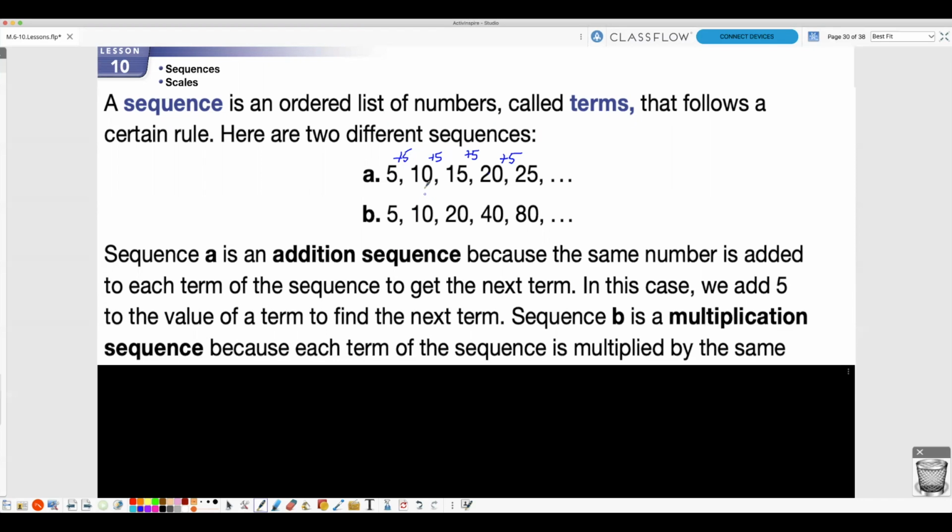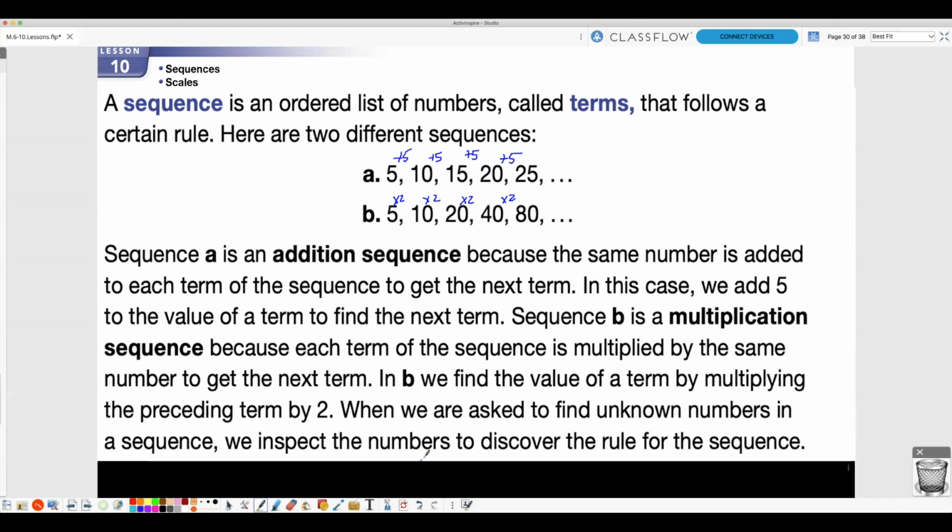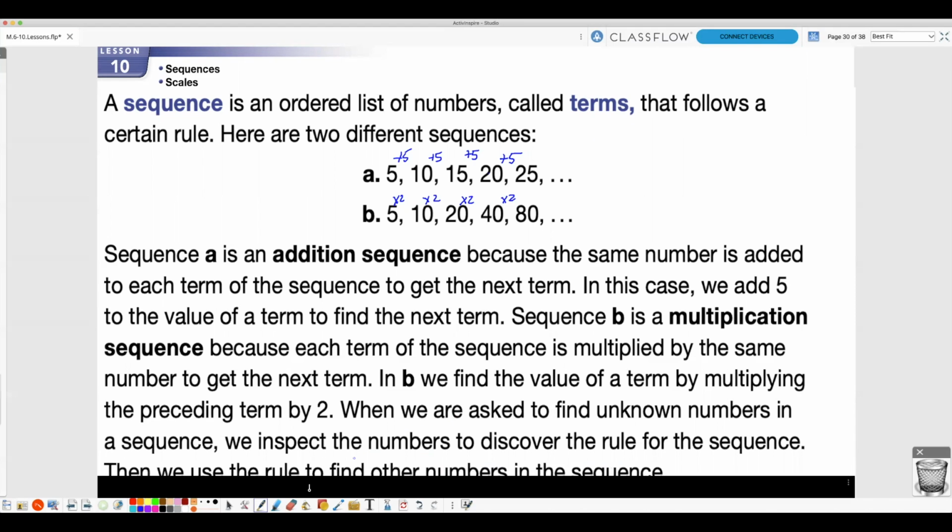because each term is multiplied by the same number. In this case, it'd be times 2 to get you to 10. 10 times 2 is 20. 20 times 2 is 40. 40 times 2 is 80. So it's a multiplication sequence. So when we're asked to find an unknown number in a sequence, you have to inspect the numbers to discover the rule for the sequence. And then you can use that rule to find the other numbers in the sequence.